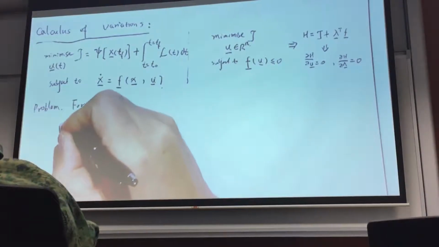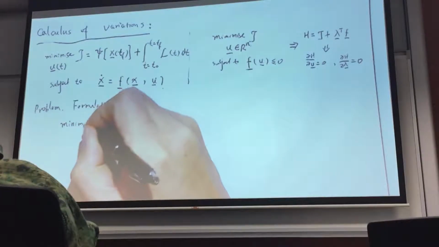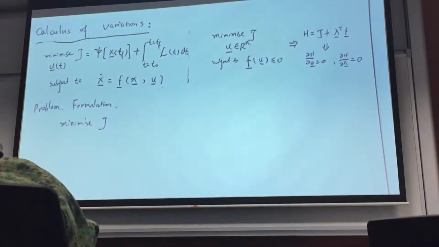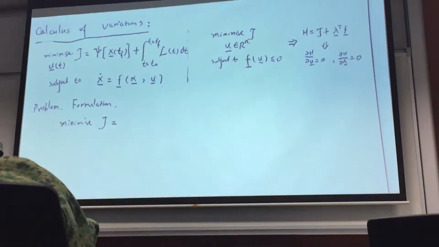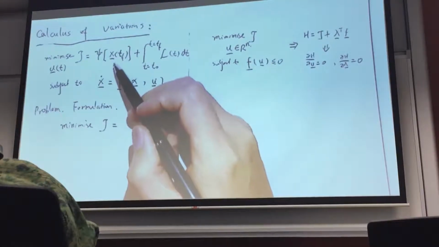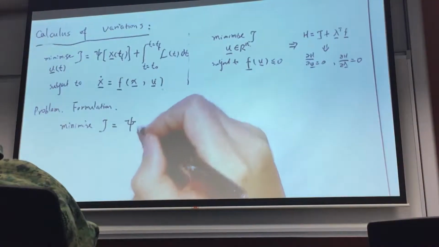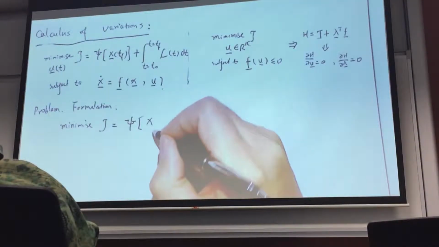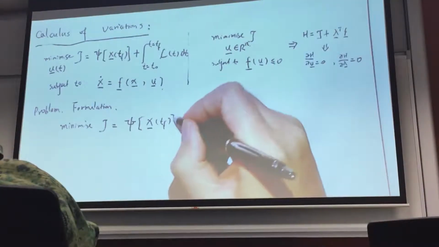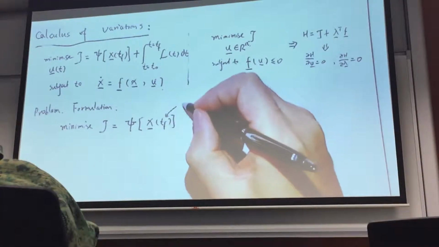So we want to optimize a cost function. We want to minimize a scalar function J. The first part is related to the final state, the destination. So I define this state at tf. I define this tf to be the final time.